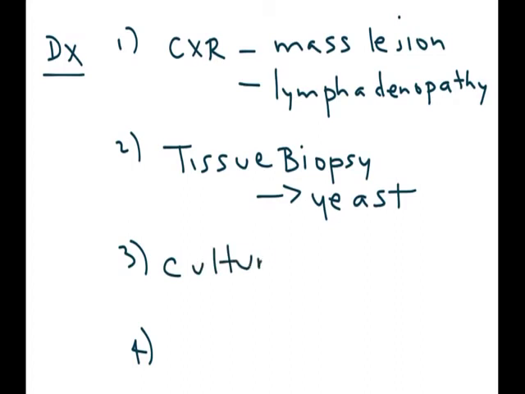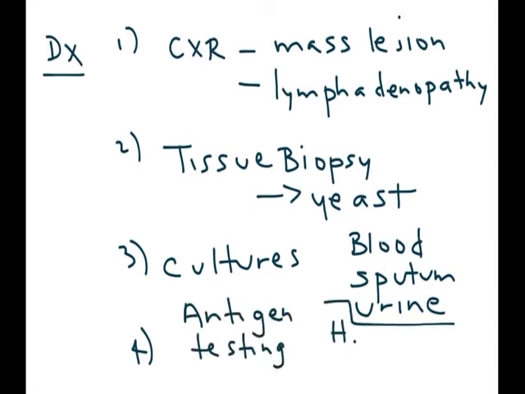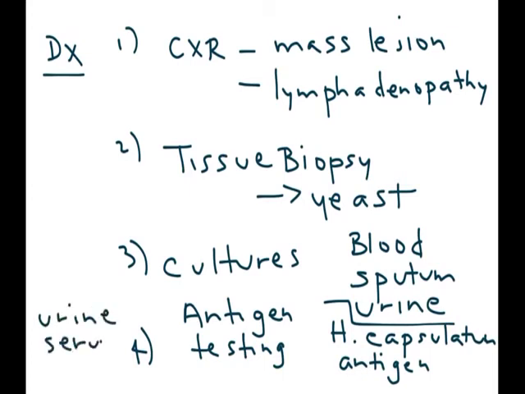Cultures, of course, are very important. Cultures of the blood, sputum, and urine. And one test that is very important in the diagnostic work of histoplasmosis is something called antigen testing. This is a test that detects the Histoplasma capsulatum antigen, and it can be detected in either the urine or the serum. And the good thing about this test is that it's more sensitive than the blood culture. So those are the tests involved in histoplasmosis.